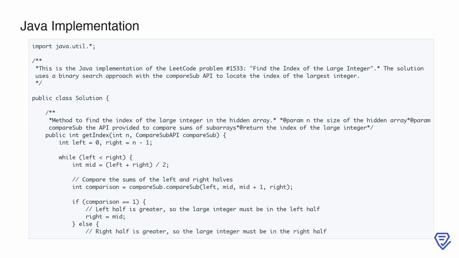The main logic is implemented using a while loop, which runs as long as left is less than right. Within the loop, we calculate the midpoint between the current left and right boundaries using integer division. The compareSub API is then called to compare the sums of two subarrays, one from left to mid, and the other from mid + 1 to right. The result of this comparison helps us determine which half contains the larger integer. If the result is 1, it means the left subarray has a greater sum, so we move our search boundary by updating right to mid.